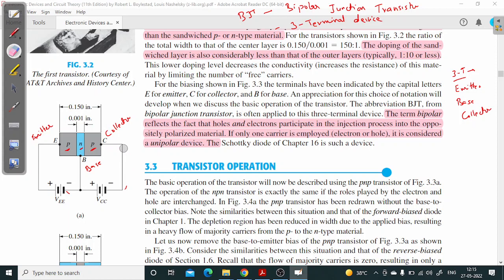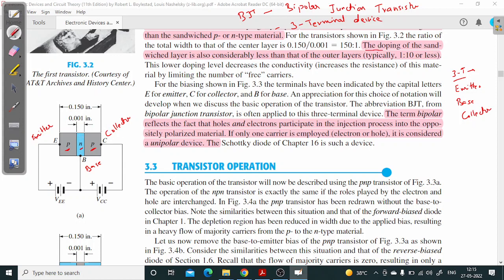Okay, and how are these batteries connected? We will see. So basically the structure is like this. We have 3 layers of semiconductor. One is P, then the middle one is N, the outer one is again P. The middle layer is the thinnest layer. Okay, and the doping of these 3 layers are also different.